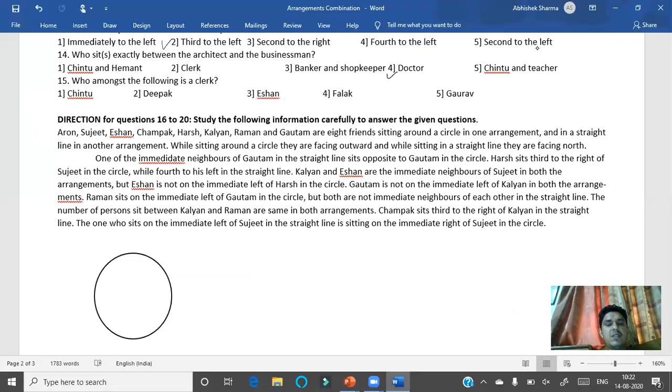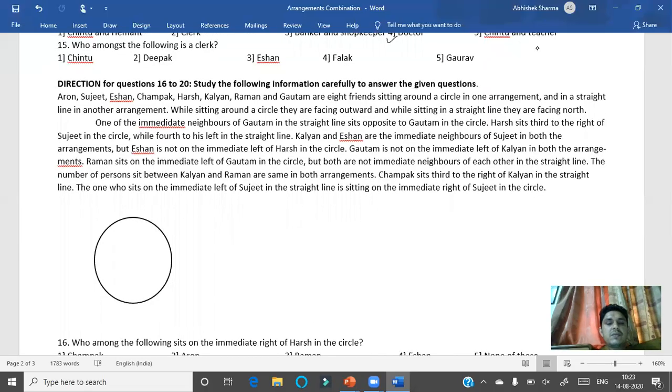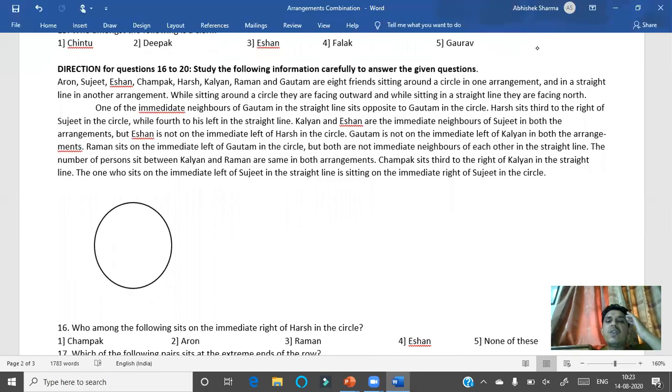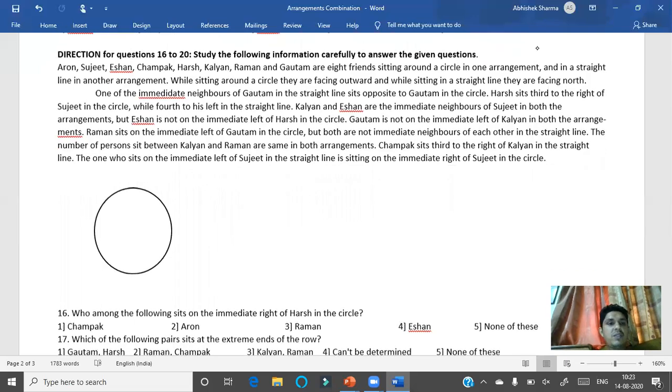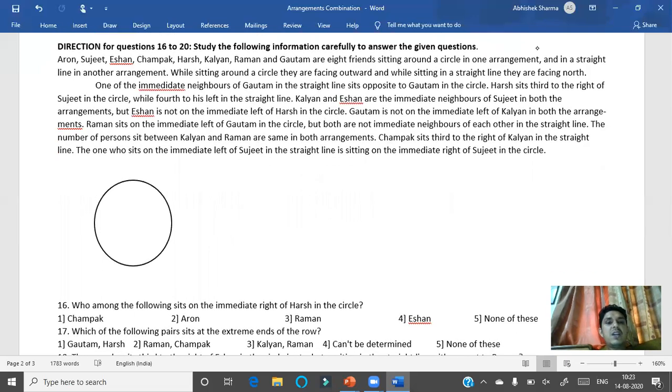The question is question number 16 to 20, right? The question is: study the following information carefully and answer the given question. Arun, Sujit, Ishan, Champak, Harsh, Kalyan, Raman and Gautam are 8 friends sitting around a circle in one arrangement. So friends, we have 8 persons. The first task is to divide the circle into 8 equal parts. So friends, I have divided in one arrangement and in a straight line in another arrangement. So friends, we have to make 2 arrangements in this particular question.